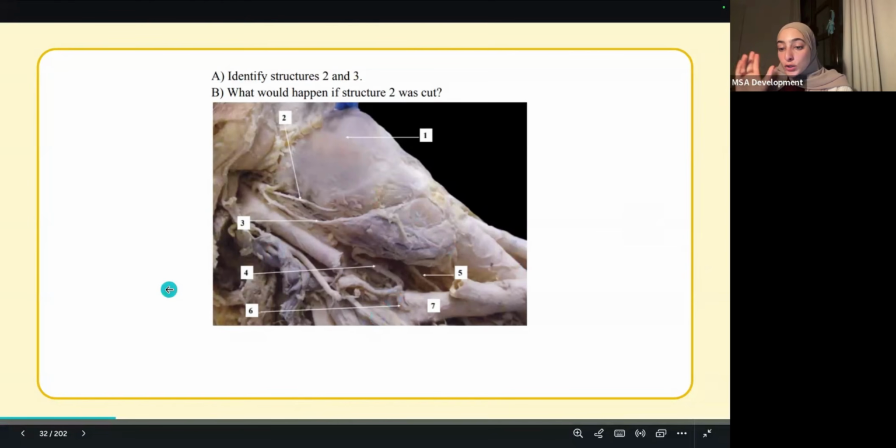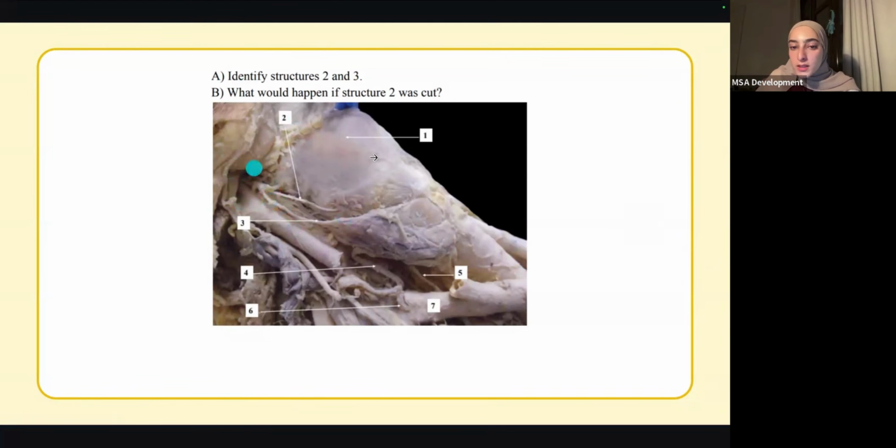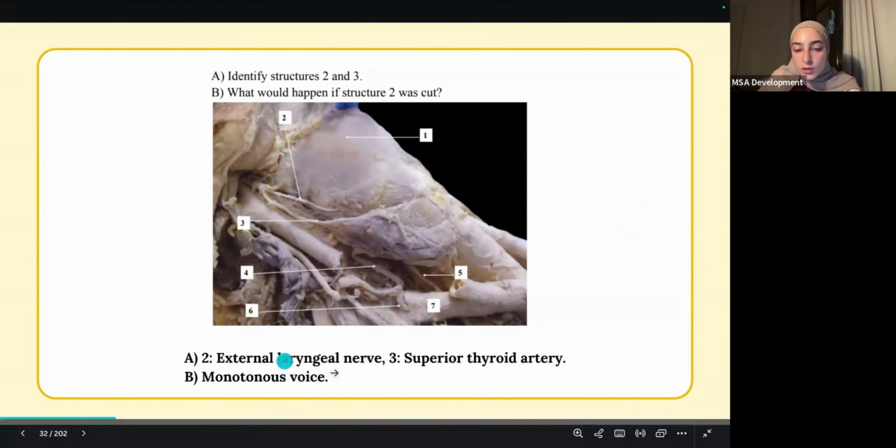picture, but from the concept, from what we studied, what do you think number two and number three are? First of all, this is the thyroid gland, and they're coming from up. What did we say comes from up? The superior thyroid artery and the external laryngeal nerve. And number two is the external laryngeal. No, I showed you the answer. External laryngeal nerve, and number three is the superior thyroid artery.